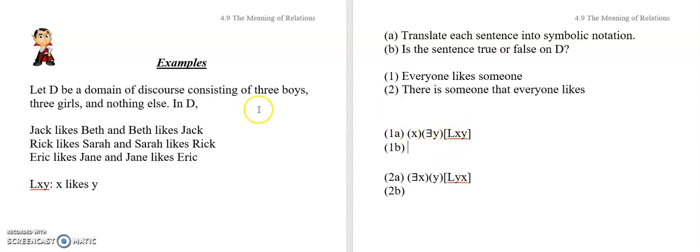Okay, well, everyone likes someone, right? Jack likes Beth, Beth likes Jack, Rick likes Sarah, Sarah likes Rick, so that takes care of those 4. Eric likes Jane, that's 5. Jane likes Eric, that's 6. Okay, so everyone's liking someone, so that's going to turn out to be true. Now, there's some one person that everyone likes, right? That's false here. That's absolutely false, right? In order for that to be true, it'd have to be like, everyone likes Jack, including Jack. Okay, so there's some one girl that every boy likes would be like, that's like Helena Troy, right?